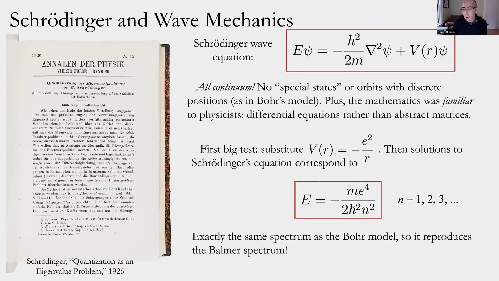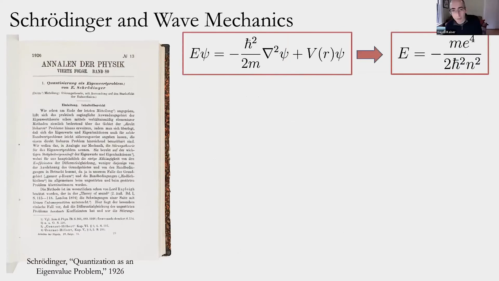So therefore, Schrödinger's equation as well would reproduce the successes like the Balmer spectrum. It should predict precisely the same frequencies of those emission lines from excited hydrogen atoms. So Schrödinger, again, had a sense that he was maybe onto something important here.